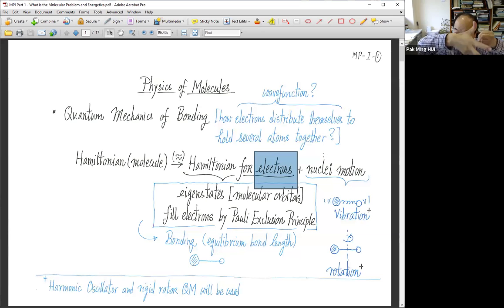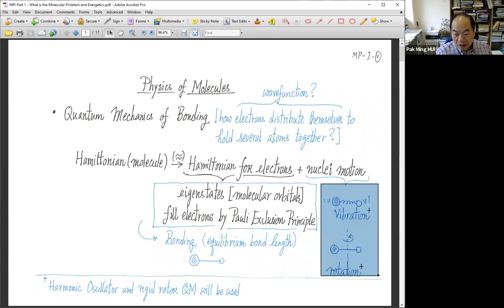After we know how the electrons distribute, we still have to worry about the vibrational motion of the two nuclei, and the whole molecule could rotate. These two additional motions are something that we don't need to worry about in atoms, okay? So this is what I depicted here. This will be called the internal degrees of freedom of the molecules.